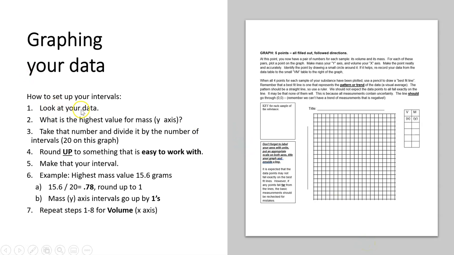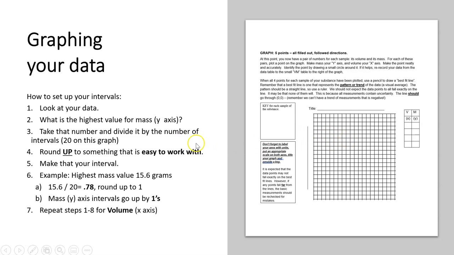So look at your data, and we're going to start with the y-axis, okay, mass. What's the highest value you have for mass on your data? Okay, so you take that number and divide it by the number of intervals. And by intervals, we mean little squares. Each one of those little squares is an interval. So I think it's 20. It might be 21, but we're just going to use 20 on this graph.